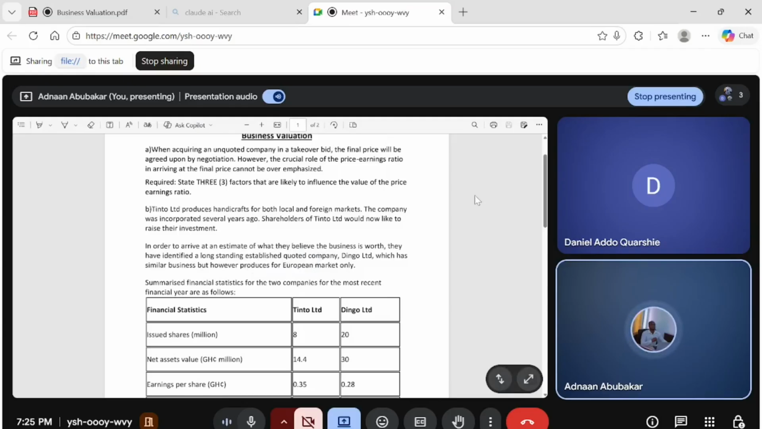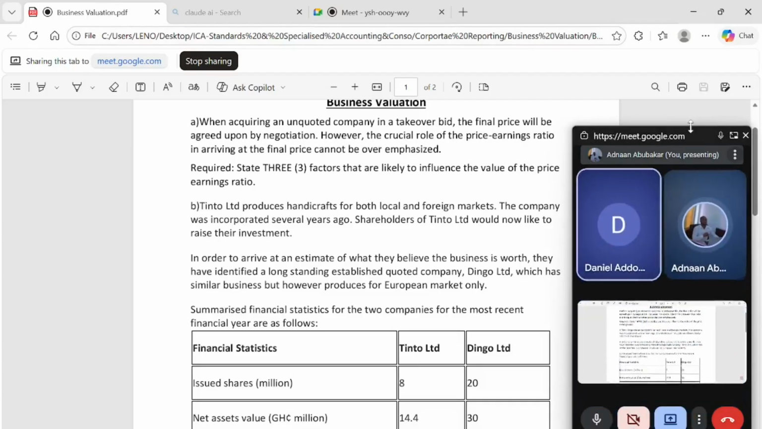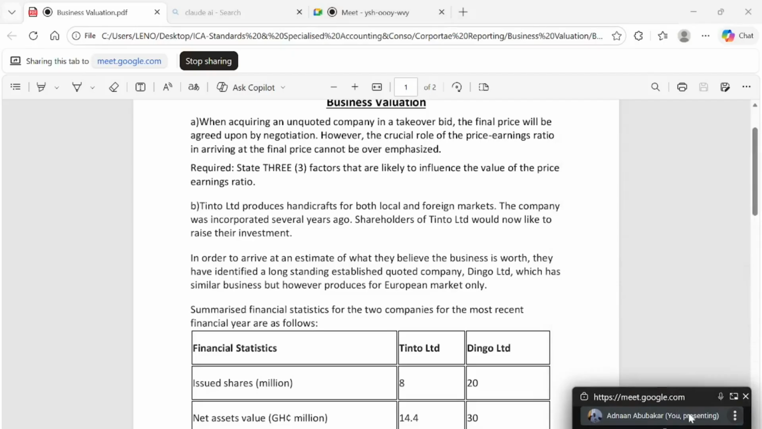So first, they are talking about three factors that are likely to influence the value of price earning ratios. What are the factors likely to influence the value of price earning ratios? Before then, the B, what are they talking about? The B is talking about the calculation. Absolutely. It's talking about a whole lot of things under the B.